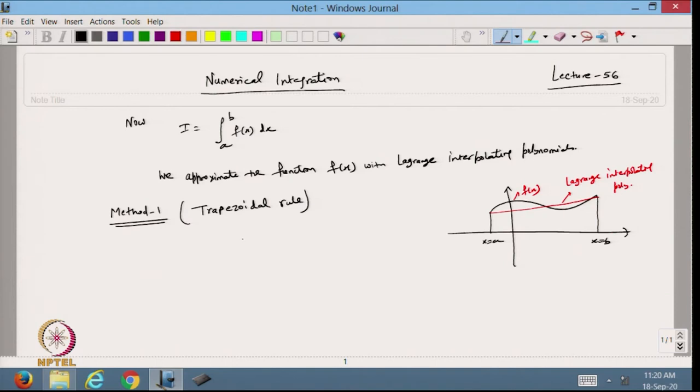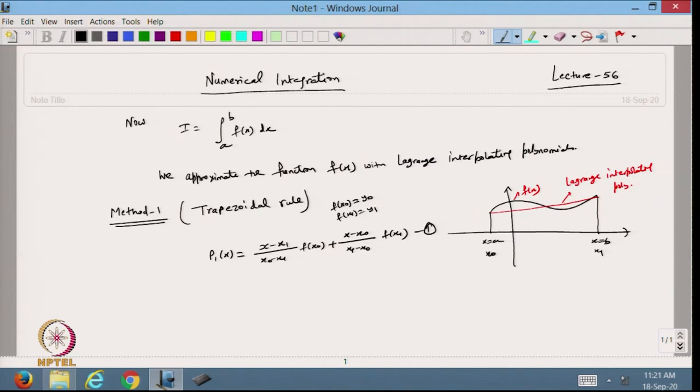Now if I find the value of the Lagrange interpolating polynomial, I can find this polynomial p1(x) because I am representing it by the linear function. So this can be written as (x minus x1) over (x0 minus x1) times the value of the function at x0, plus (x minus x0) over (x1 minus x0) times the value of the function at x1. I call this point x0 and this point x1, so I have only two values there. Now f(x0) can be written as y0 and f(x1) as y1. So this is the linear interpolating Lagrange polynomial for the given function.